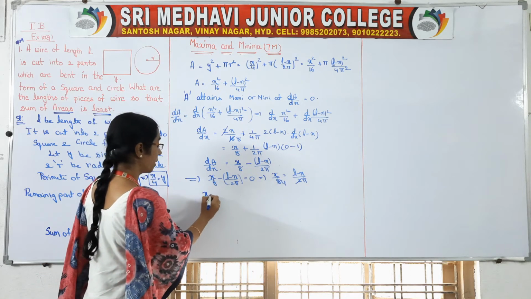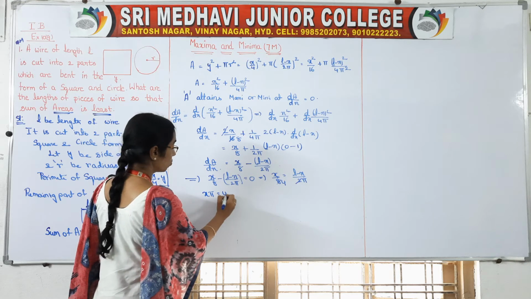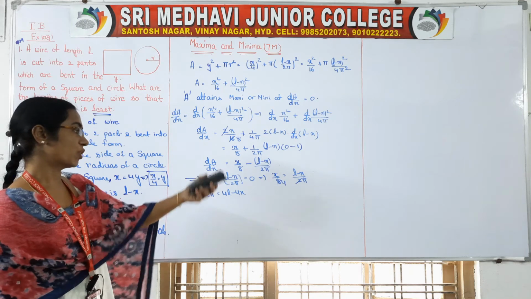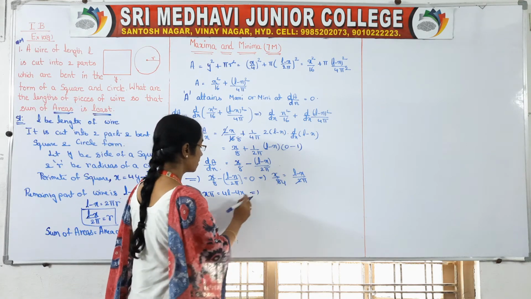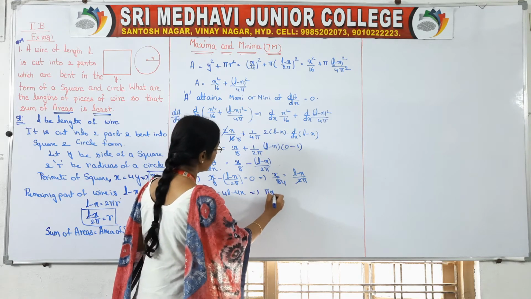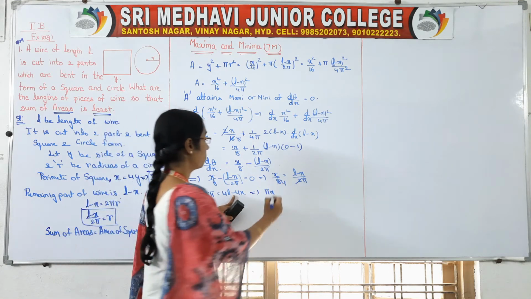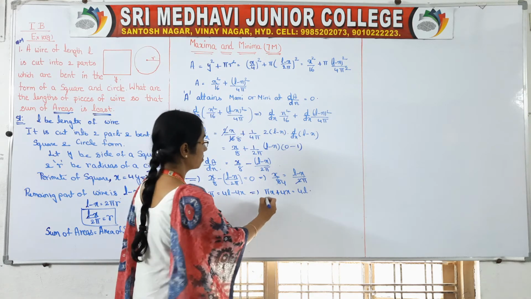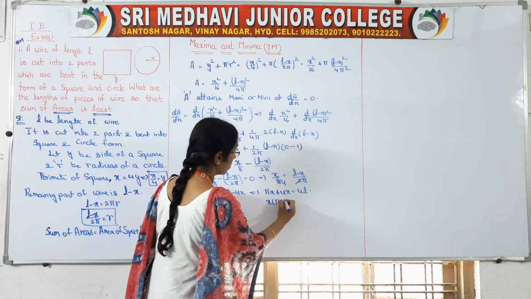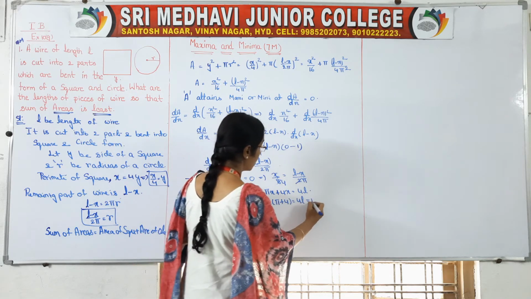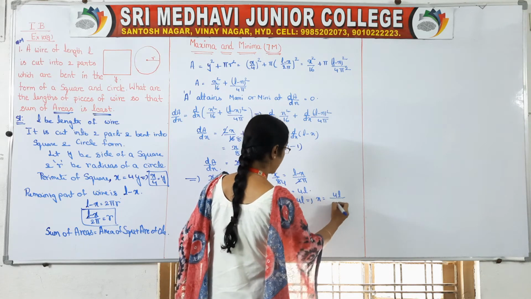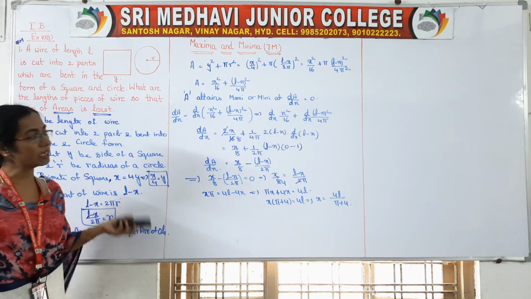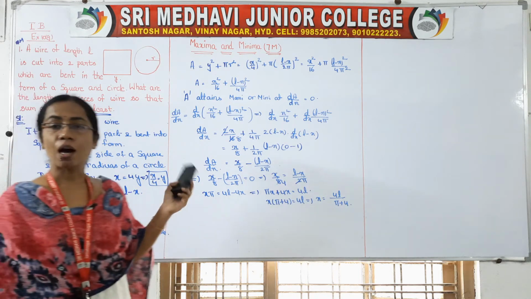So x pi is equal to 4L minus 4x, just cross multiplication. Try to write all the x terms together. So pi x, generally constant into x we write, plus 4x is equal to 4L. x can be taken outside. So x into pi plus 4 is equal to 4L. So x is equal to 4L by pi plus 4. So at this point, the area attains either maximum or minimum.